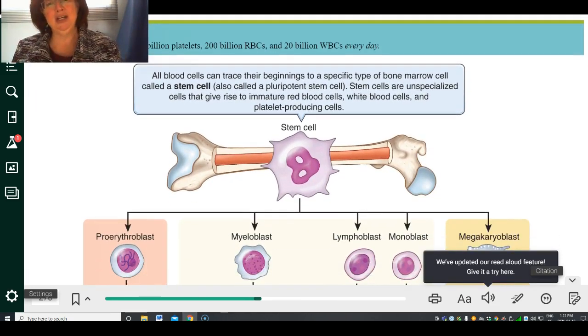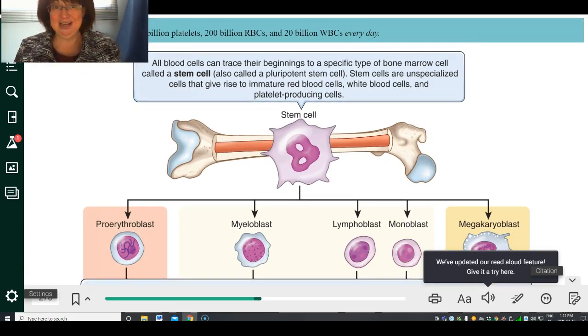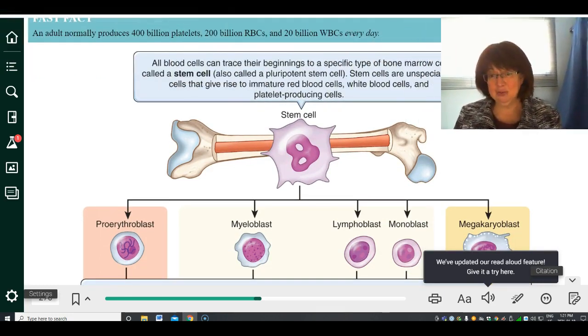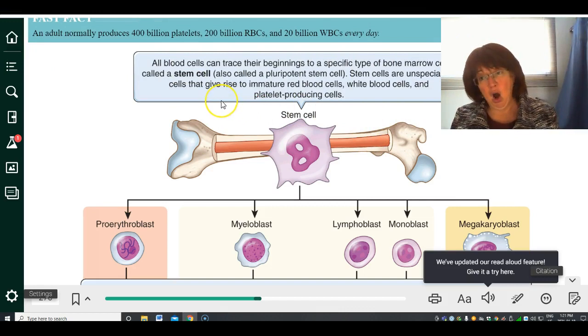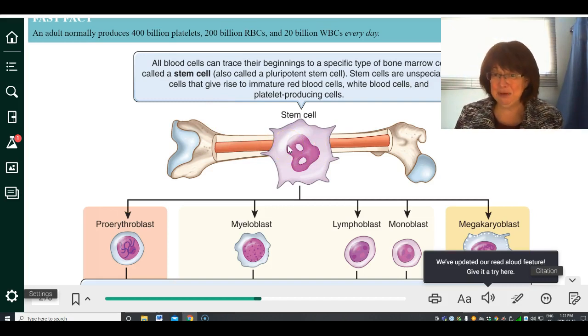Now, without going into too much detail, I want you to realize it's complicated, but I also want you to realize that all blood cells come from a stem cell, and a stem cell is an unspecialized cell in your bone marrow. Then, depending on what chemical messages or hormones you get, it'll go into a different pathway.